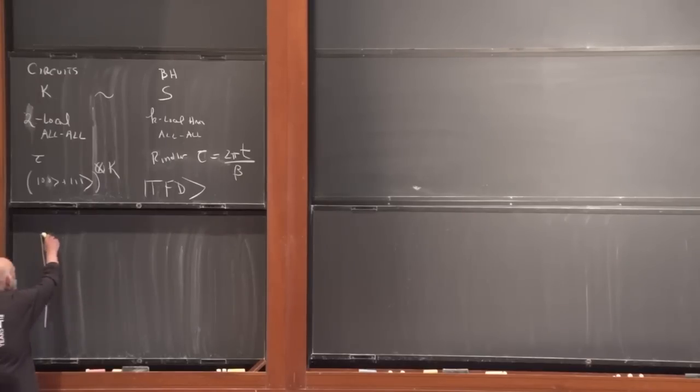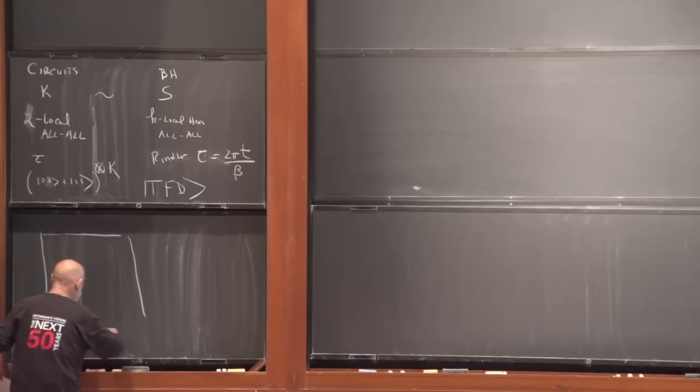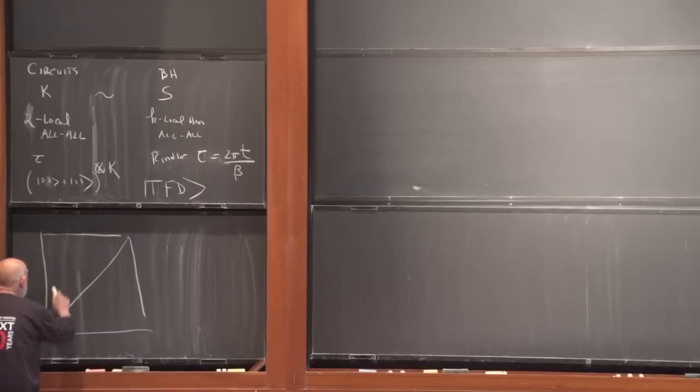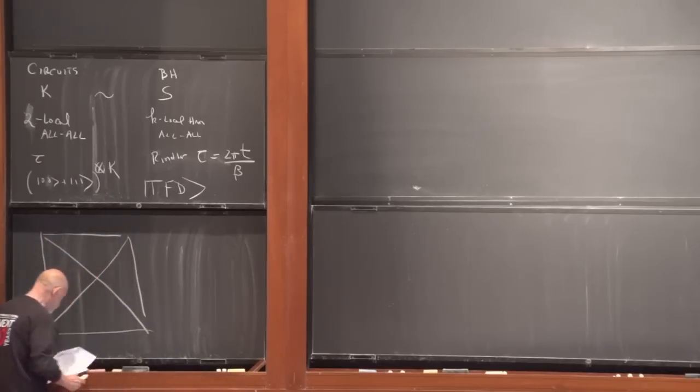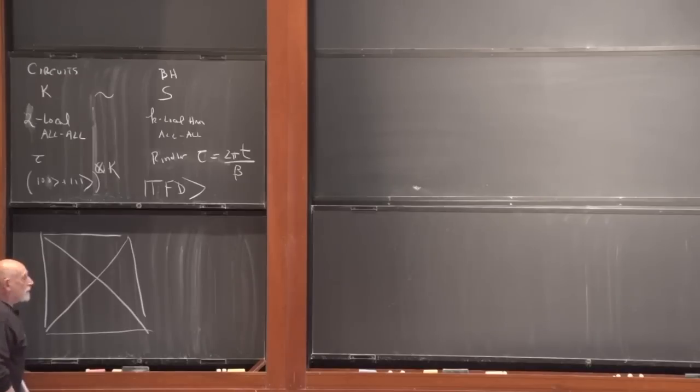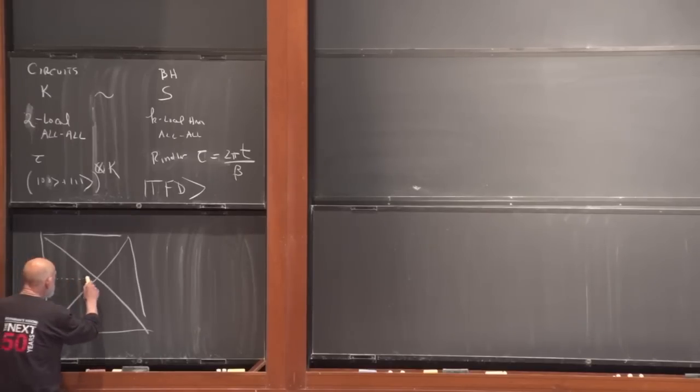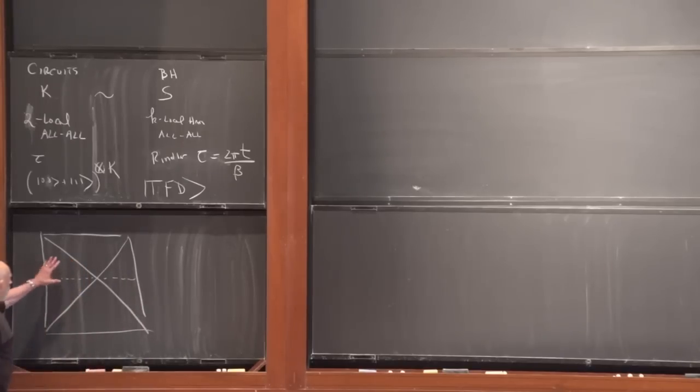Let's take an eternal black hole. There are its horizons. And now I want to foliate it by space-like surfaces of a particular kind. Let's start at t equals 0. And I'll draw dotted lines. Dotted lines I will always use for the exterior regions of a surface.